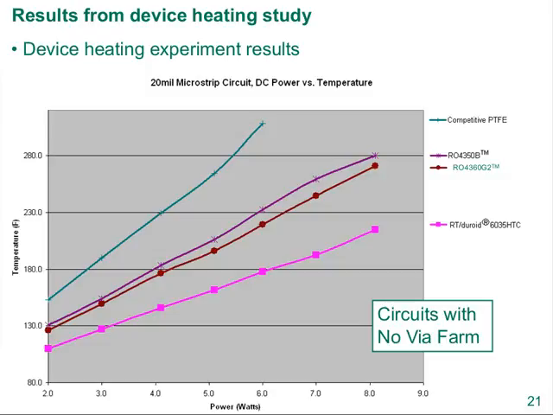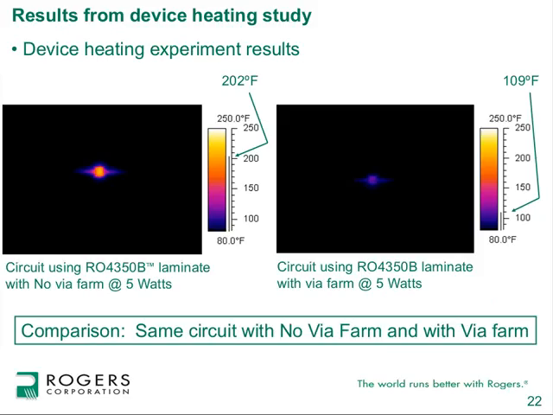And then you can see there's a pretty good step down to the 4350B, where it's running cooler at the same power levels, and 4360G2 cooler again. And that one has a thermal conductivity of about 0.8 watt per meter K. And then finally, the 6035 HTC, which has the highest thermal conductivity. And, of course, it remained the coolest with the different power levels.